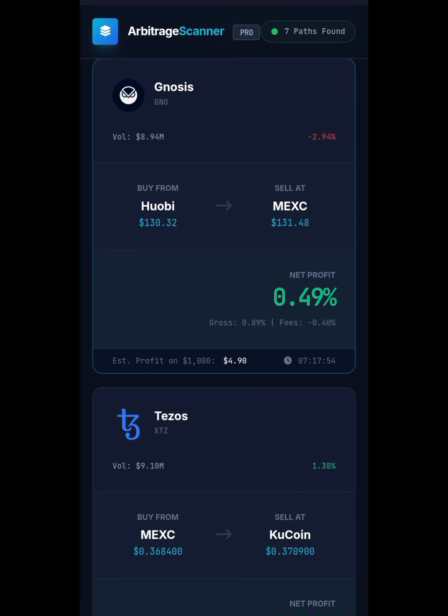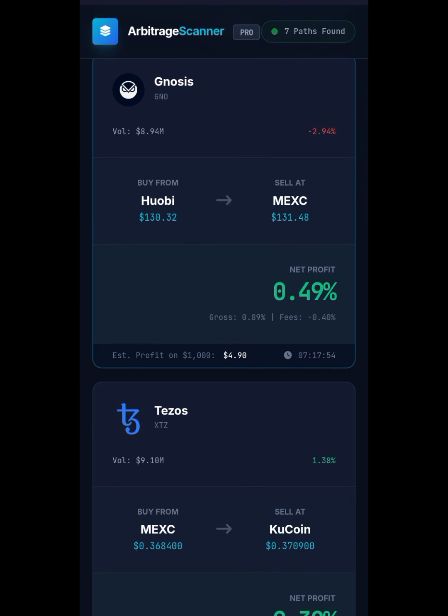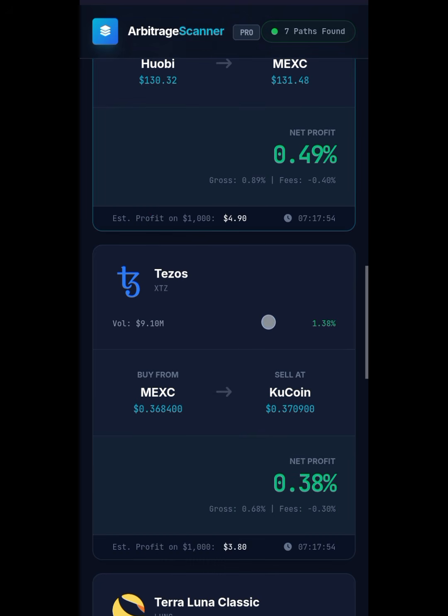This MEXC, I love MEXC, man. So this is where the price differences are always. All these coins you see them on MEXC. You never see anyone on Binance that is exploitable like this, I guess. So the price on Huobi is $130.32. Then price on MEXC is $131.48. So with $1,000, you're making approximately $5. If that's something that you're okay with, I mean, you can go ahead with it. The gross is 0.89%. The fees is minus 0.40%.